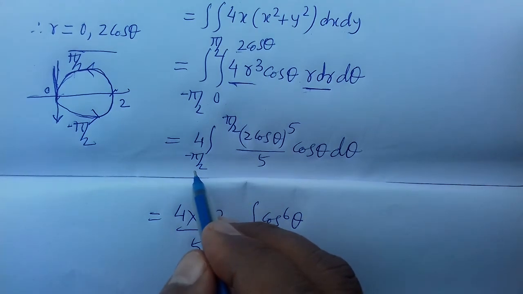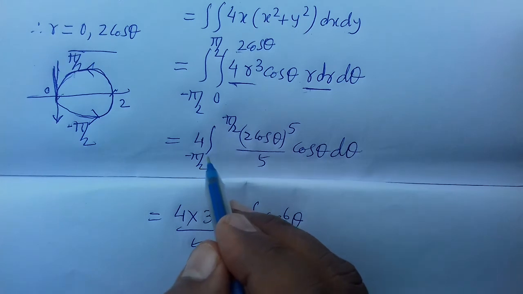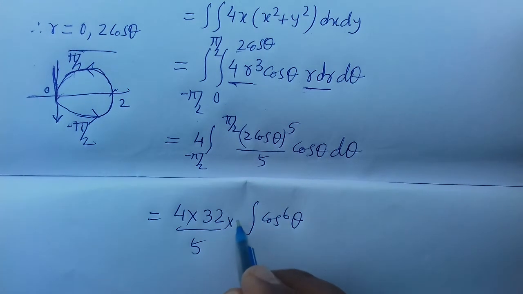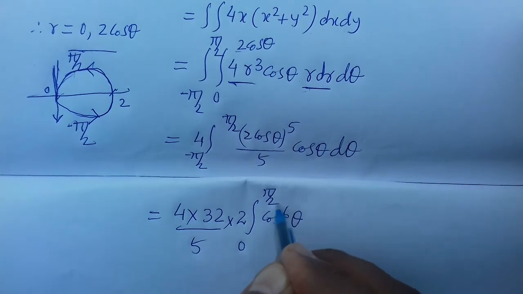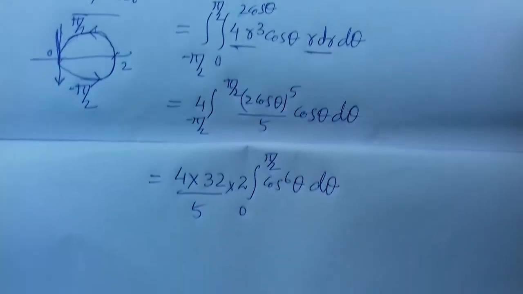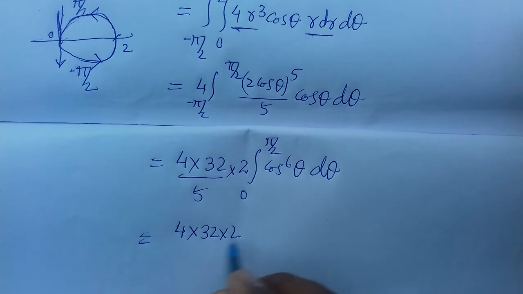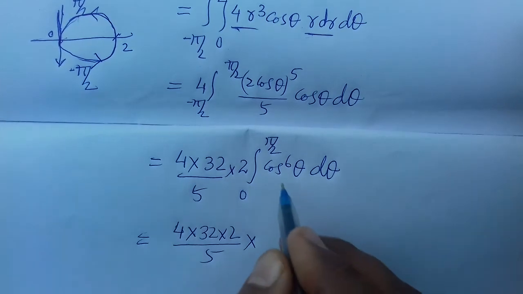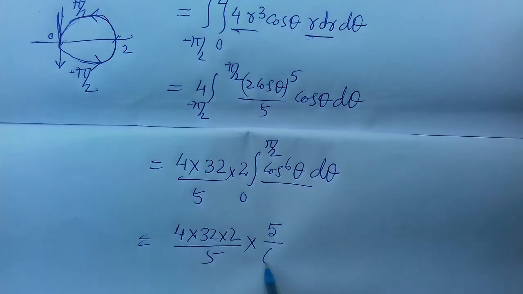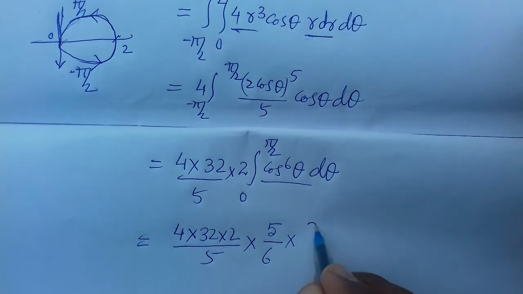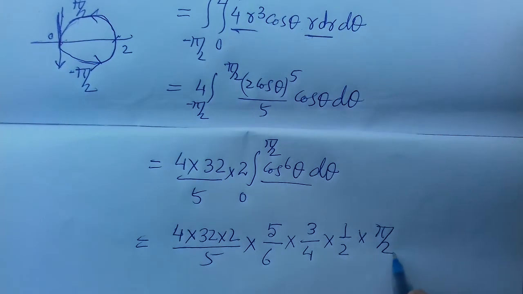So here you see the limit. These two values are equidistant from 0, so we can give here 2, and the limit will be 0 to pi by 2, d theta. And in this integration, here 4 into 32 into 2 by 5, and the integration of this thing will be 5 by 6 into 3 by 4 into 1 by 2 into pi by 2.